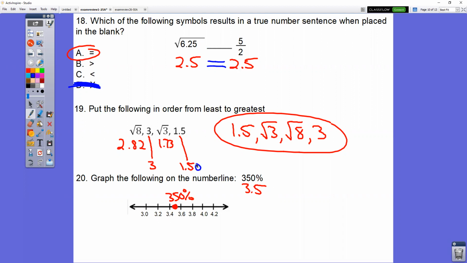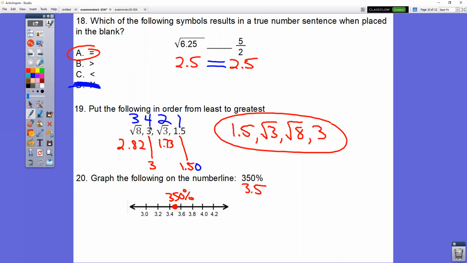So the one that is the lowest amount of money gets a 1. So that is the first one, 1.5. The next biggest amount of money would be $1.73. The next biggest amount of money would be the square root of 8, or $2.82. And the biggest one would be $3. And they would go in order like that.